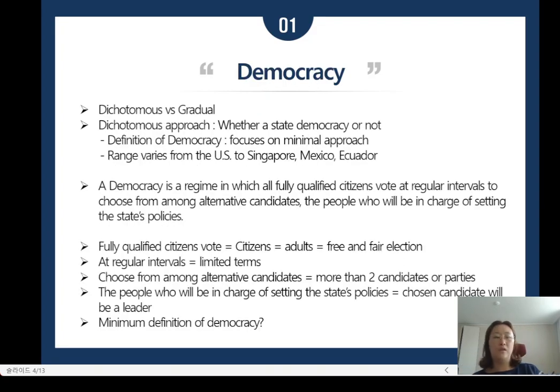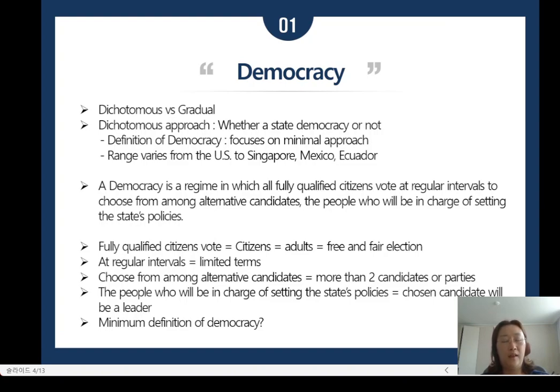Democracy. When we talk about democracy, we can divide into two perspectives, whether it's dichotomous or gradual. The dichotomous approach is A or B. So whether a state is a democracy or not. So if we categorize into two, we call this the dichotomous approach. When we define democracy from the dichotomous approach, it's about whether a state is a democracy or not.